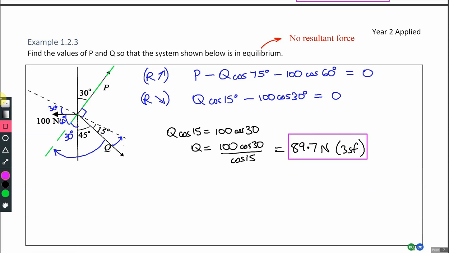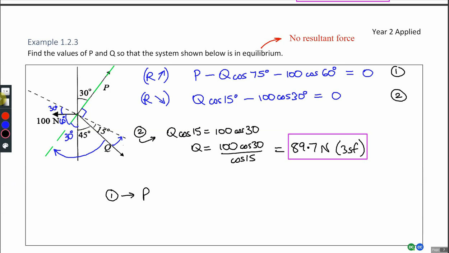So rearranging equation number 1, I just realized I didn't number them, so I'm going to call the first one equation number 1, second one equation number 2. We've just rearranged equation 2 to get Q. Now I'm going to rearrange equation 1 to get P. So it'll be Q cos 75 plus 100 cos 60, and I get 73.2 newtons to 3 sig fig.